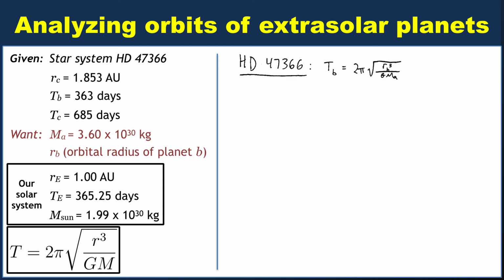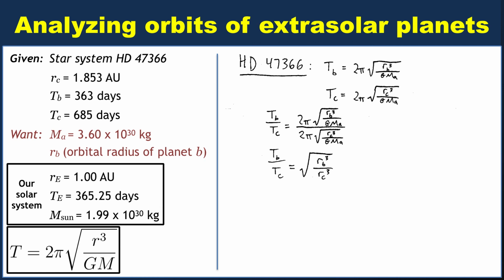We'll write out an equation for the period of planet B and the period of planet C, and take their ratio. The strategy is very similar to what we already did between planet C and the Earth. The nice thing is, since both planets are going around star A, the factor of m sub A will also cancel. So basically everything cancels except the two orbital radii and whatever powers they're raised to. So we're left with TB over TC equals the square root of RB cubed over RC cubed. We can square both sides, and we want to solve for R sub B.